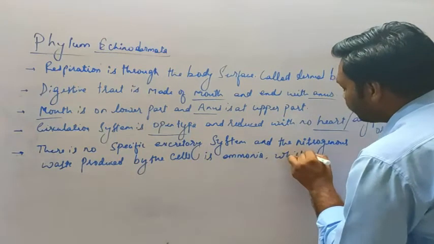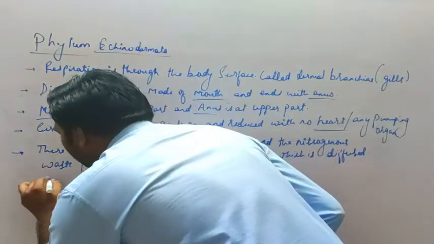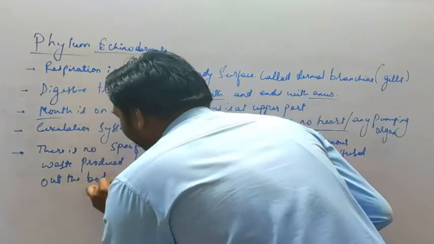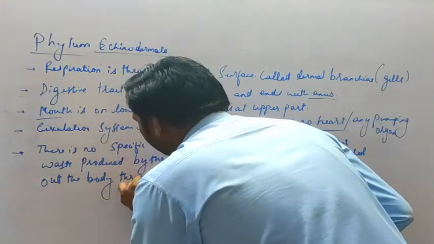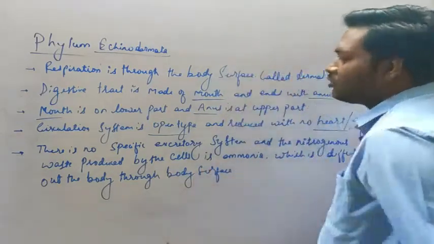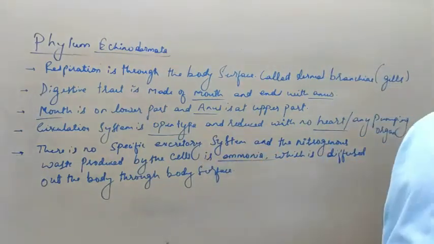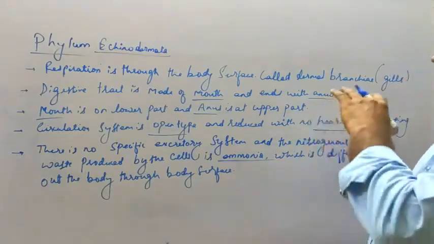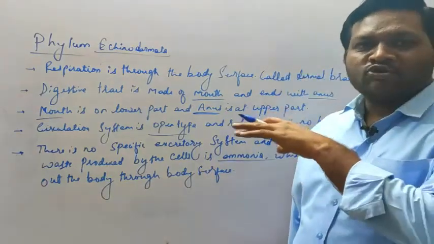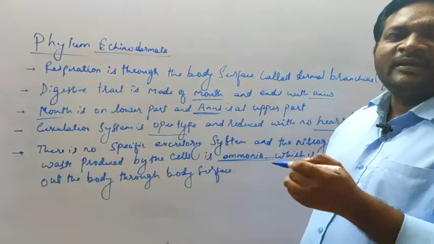The ammonia is diffused out of the body through the body surface. So the nitrogenous waste material formed within such organisms is in the form of ammonia, and it is excreted by diffusion through the body surface. As I told you, the anus is located on the upper part of the body, so it can also be said to be on the body surface. The nitrogenous waste will be excreted outside with the help of diffusion.